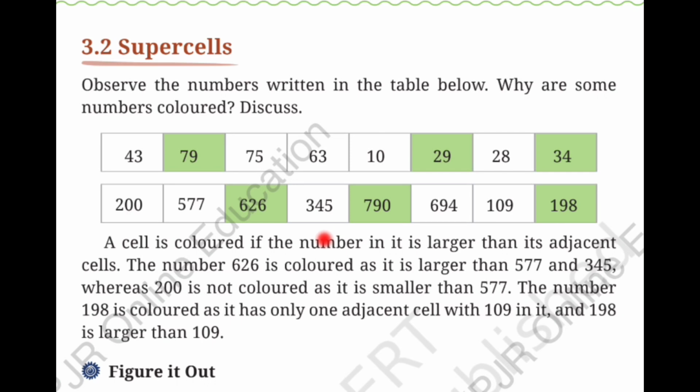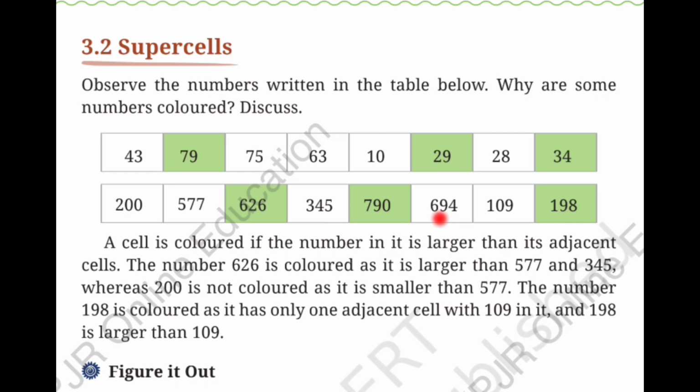So if you take 626, it is colored here because 577 and 345 are both lesser than this number, whatever is colored. Same like that 900, 790. Both the sides are smaller. Understood, ma?